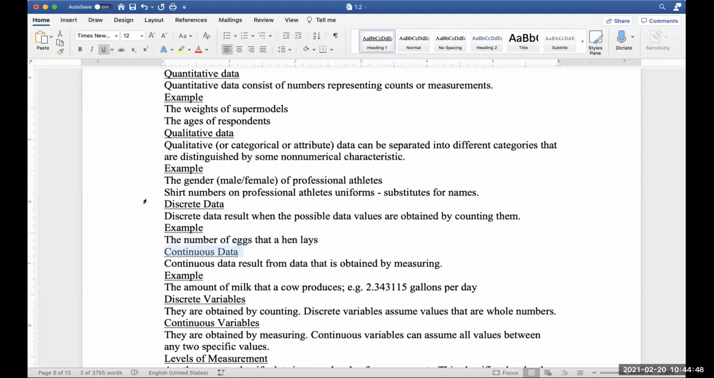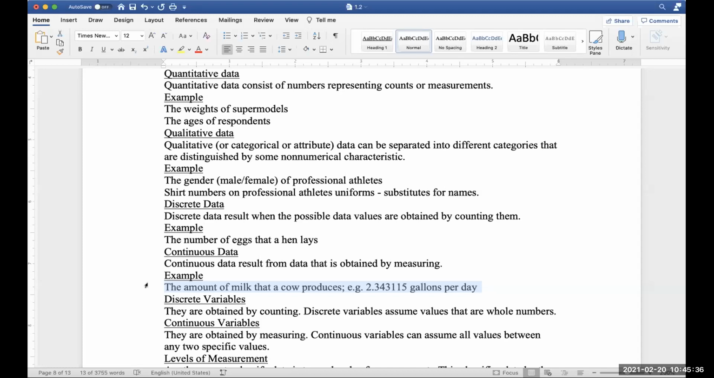Continuous data. So one type of numerical data is discrete. Another type of numerical data is continuous. So we have this continuous quantitative data, if the data is obtained by measuring. And so if you measure, it is continuous data. If you count, it is discrete data. So an example would be the amount of milk that a cow produces, 2.343115 gallons per day. So that is continuous.